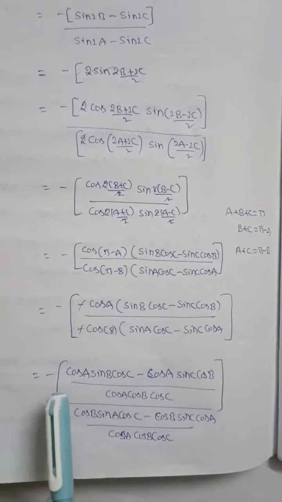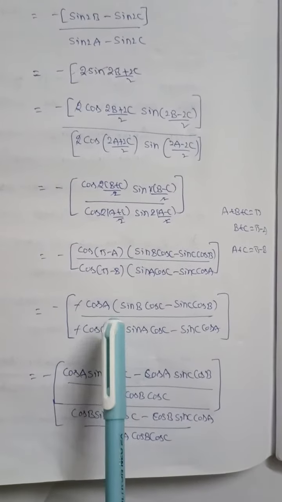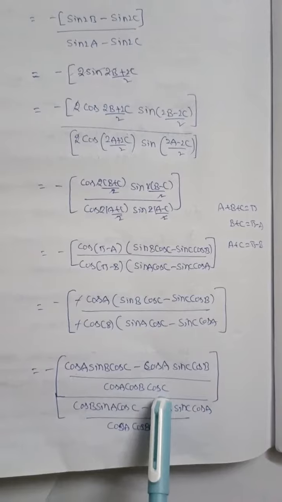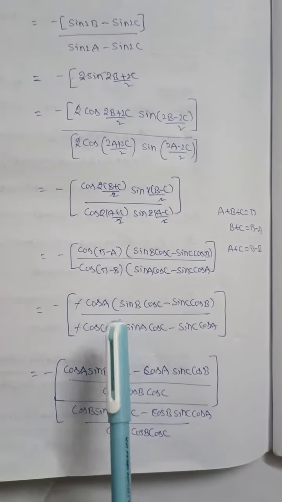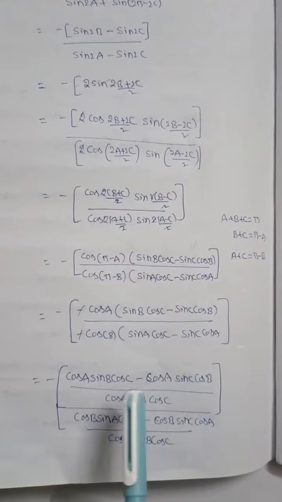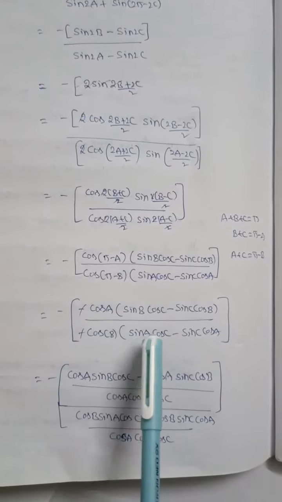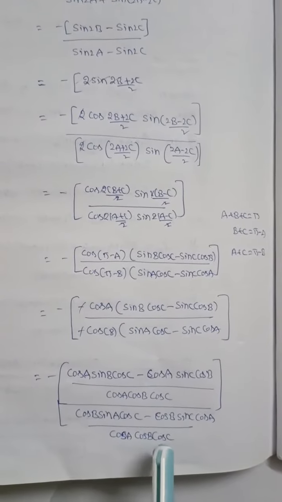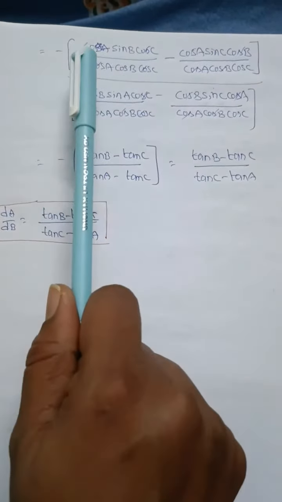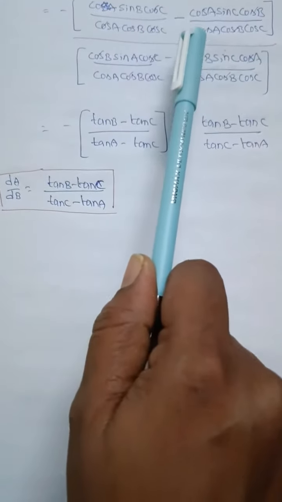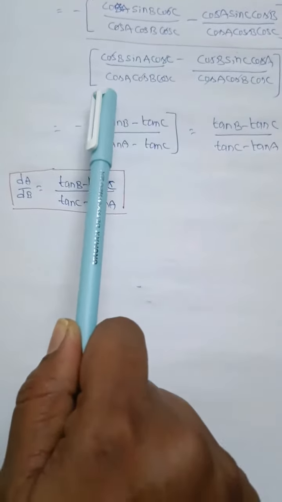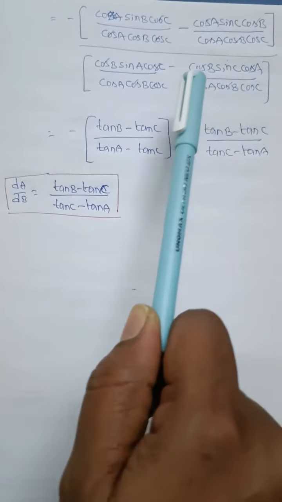Here the minus signs are cancelled. Multiplying and dividing by cos a cos b cos c, these terms cancel and we get the same terms. So cos a multiplying gives cos a sin b cos c minus cos a sin c cos b over cos a cos b cos c, over cos b sin a cos c minus cos b sin c cos a over cos a cos b cos c. Then write it separately.